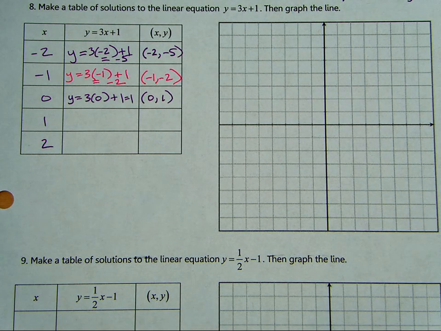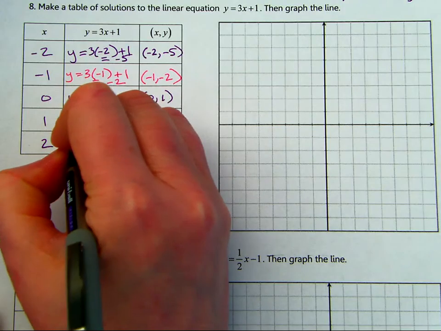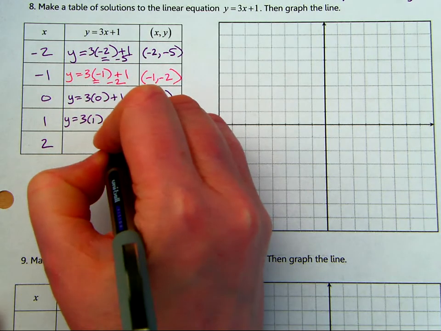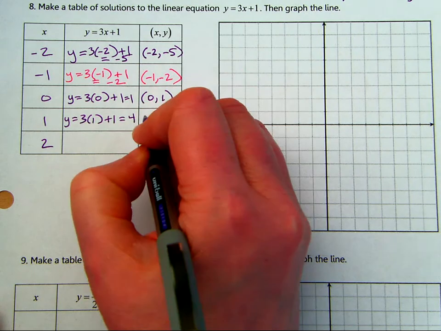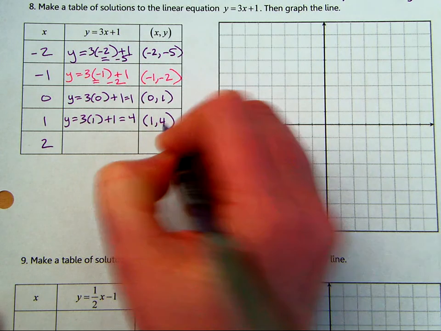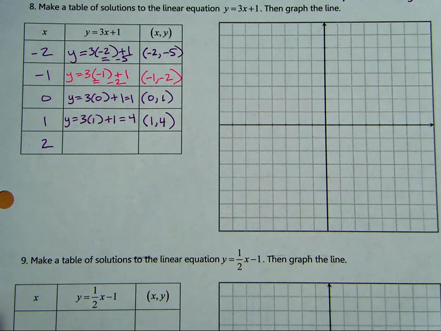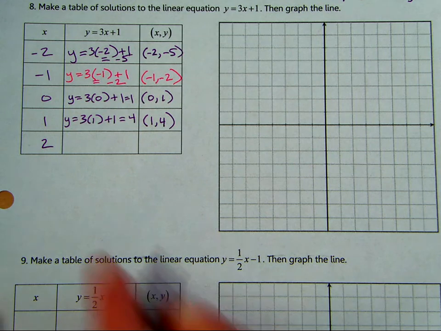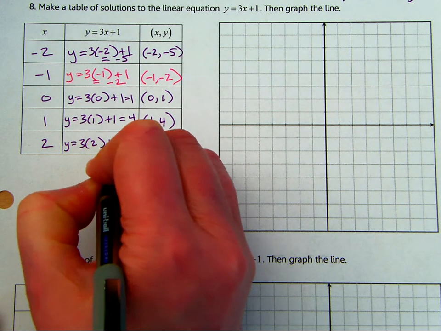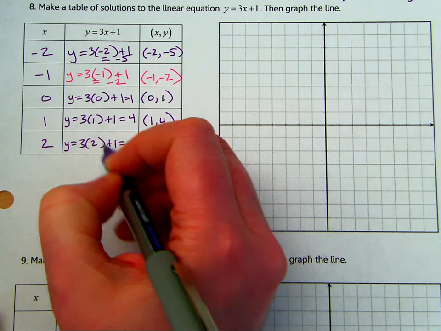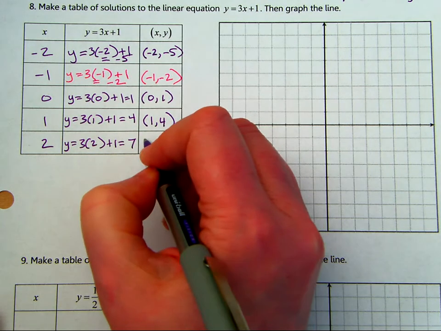And then y equals 3 times 1 plus 1. 3, 4. 1, 4. And then we plug in 2, last but not least. 3 times 2, that's 6, 7.